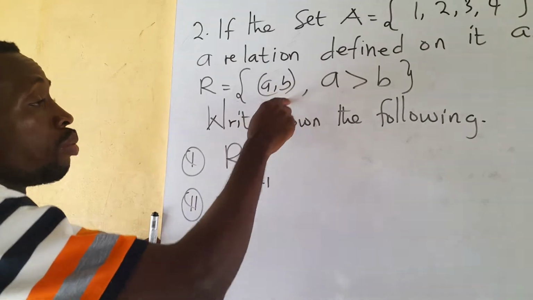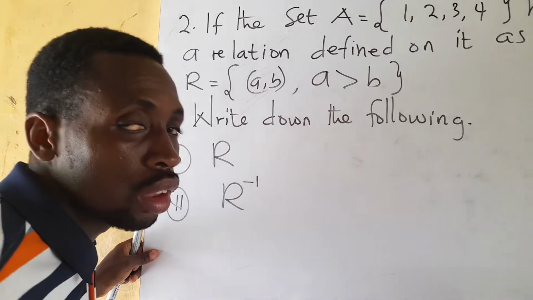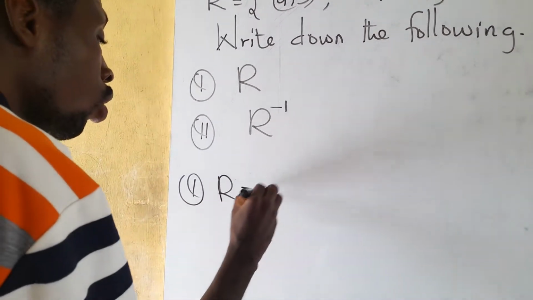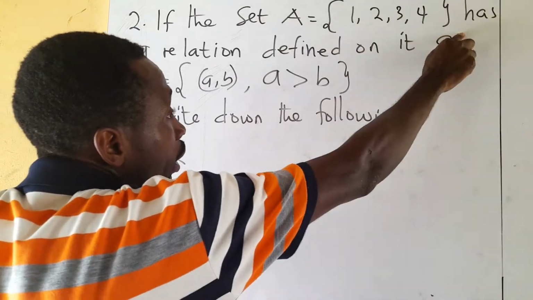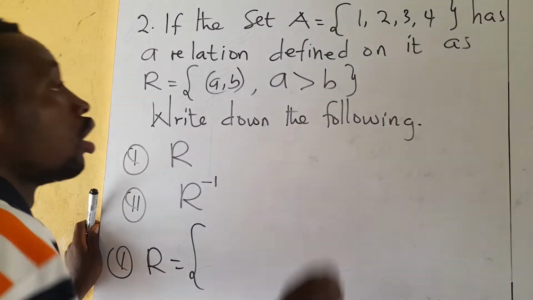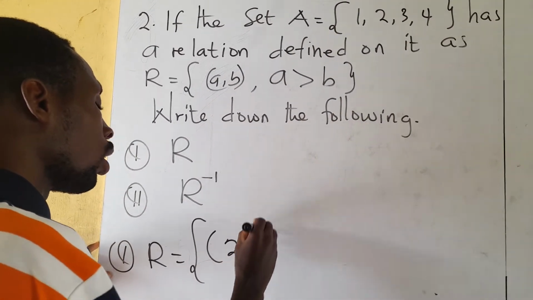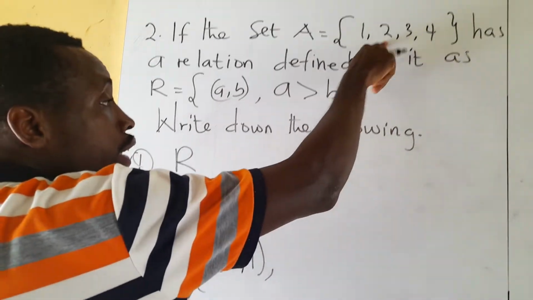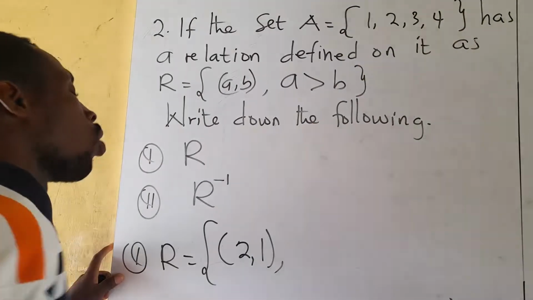So we'll find the ordered pairs (a, b), where the first one is always greater than the second one. So that's it. So the first one, R, will be equal to the ordered pairs. We can't pair 1 with any of them. 1 cannot relate to any of these because 1 is less than all. However, 2 can relate to 1 because 2 is greater than 1. So we can have (2, 1). Can 2 relate to any of these things again? No. Can it relate to itself? No, because it's equal.